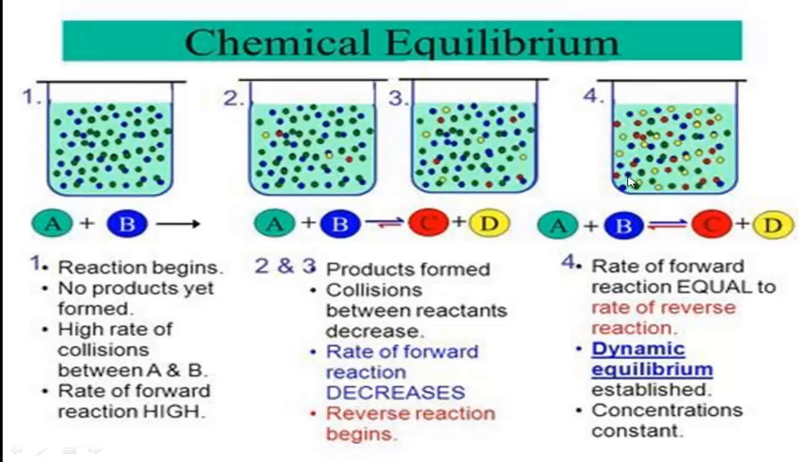That means the forward reaction rate and backward reaction rate are both the same here. So this state we can call the equilibrium position, where the amount of reactants and products are the same because the rate of forward and backward reaction is the same. So this state is called the equilibrium position of a reversible reaction.